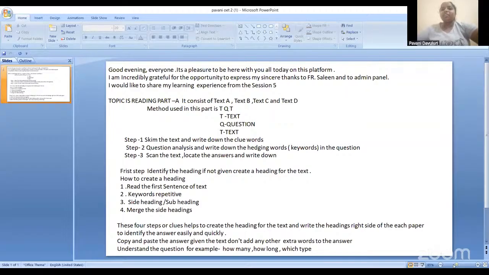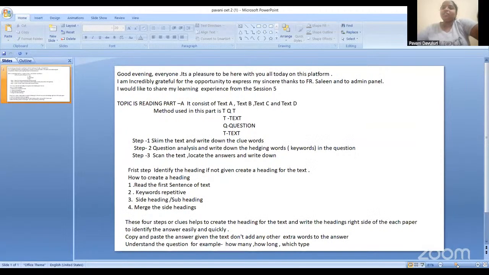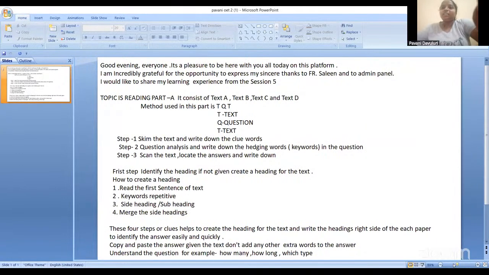First and foremost, I want to share my learning experience from Section 5. The topic is Part A. Part A consists of 4 texts: text A, text B, text C, and text D. The method used in this Part A is the TQT method. T stands for text, Q stands for question, T stands for text. Skim the text and write down the clue words. Second step is question analysis and write down the keywords in the question. Scan the text, locate the answer and write it down.